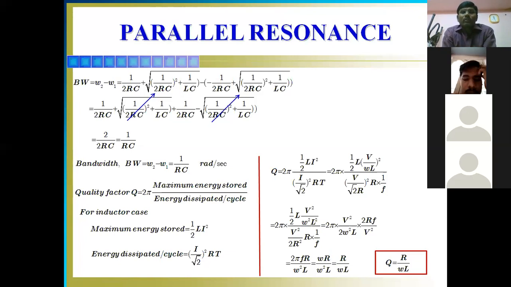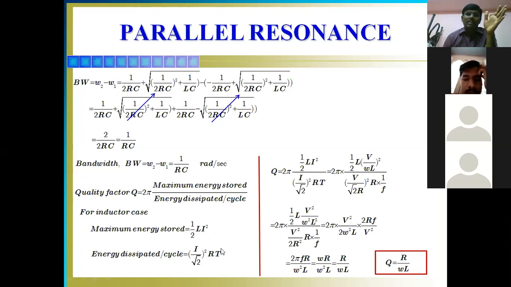The quality factor Q is equal to 2 pi into maximum energy stored by the energy dissipated per cycle. Suppose you consider the inductor case, the maximum energy stored is equal to half L I square. Energy dissipation means the energy is dissipated only through resistance. So the energy dissipated per cycle is equal to I square R T.